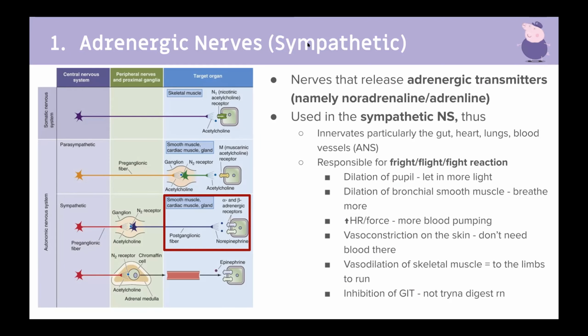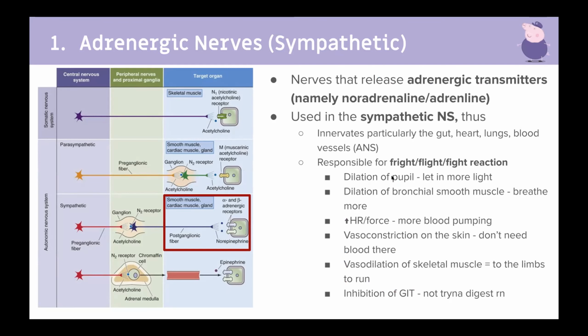So with your adrenergic nerves, you've got these nerves releasing adrenergic transmitters. So they're namely going to be noradrenaline and adrenaline, and they are used in the sympathetic nervous system. Of course, there are some exceptions, but we won't worry about them for semester 1. And hence they innervate the gut, the lungs, the heart, and blood vessels as well. And remember, sympathetic is fright, flight, and fight.